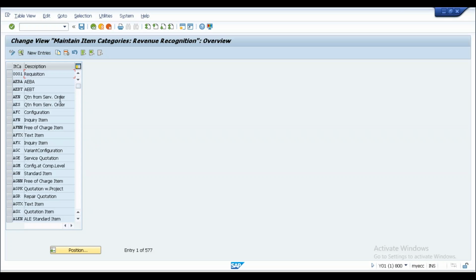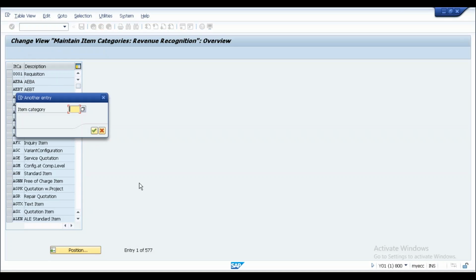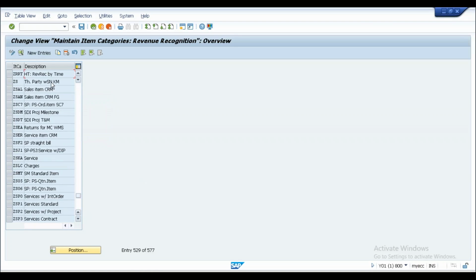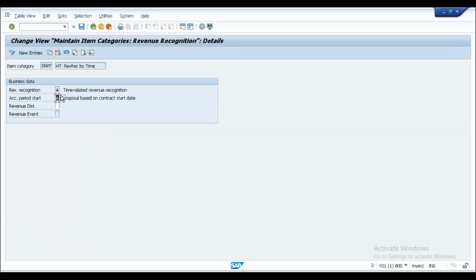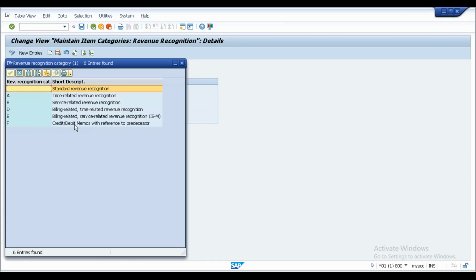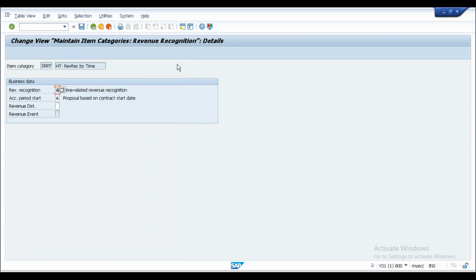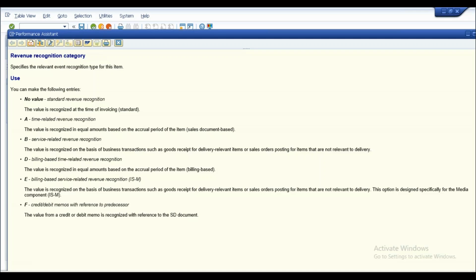Okay, so you can see these are the different item categories. If you take any example, let's go for ZRRT. This is where you specify what kind of revenue recognition is applicable for this particular item category. Okay, so there are this many different options. Or maybe let's do this, F1, and it will tell you what are the available options and when to use those options.